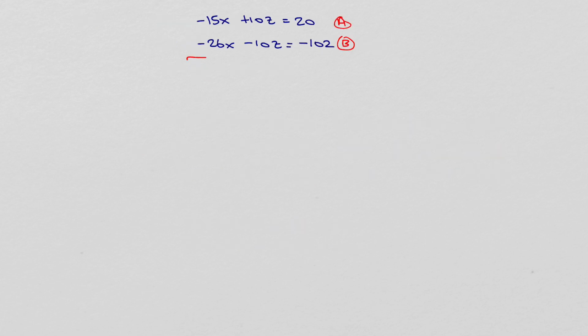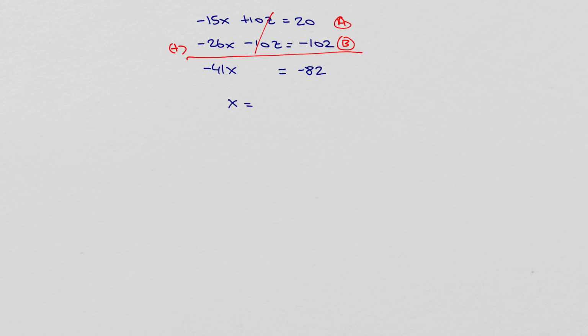So again, if I draw a line underneath the two equations and I add my like terms, well, that gives me minus 15x minus 26x is minus 41x. 10z and minus 10z is 0. 20 minus 102 is minus 82. And now I have one variable on its own equals minus 82.